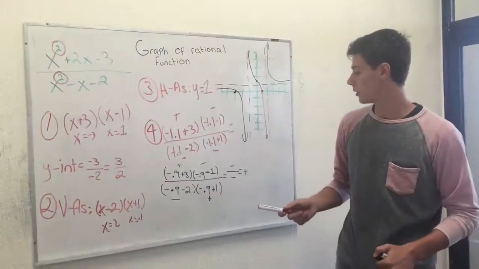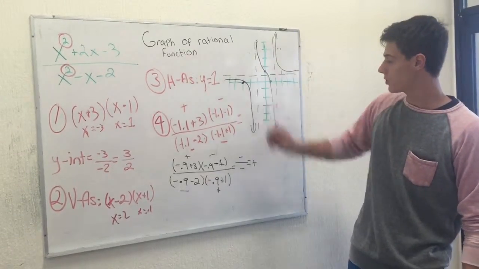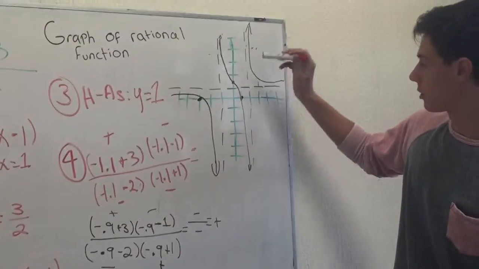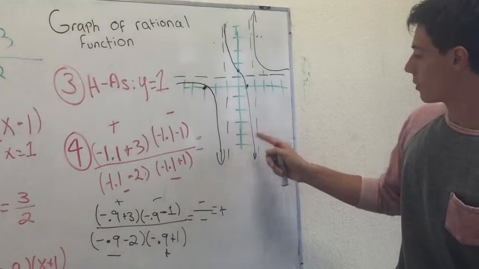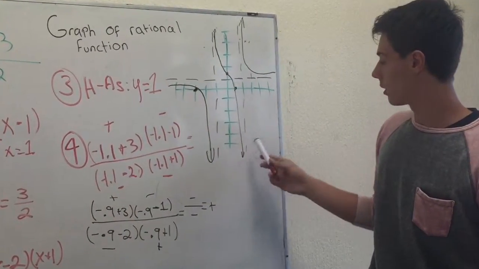Then, okay, and so here we got the graph already finished. All we did is just substitute the numbers of the asymptote with the closest numbers.